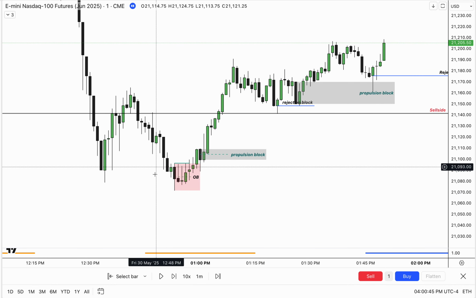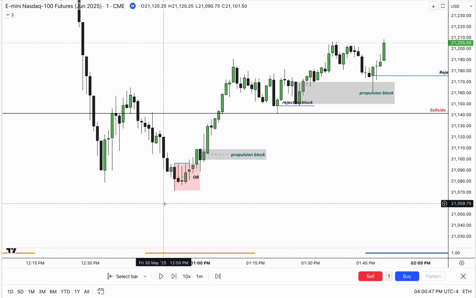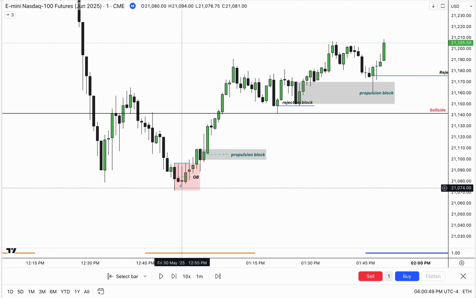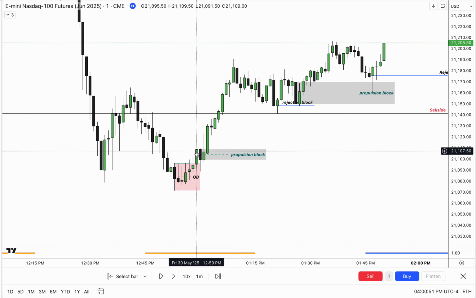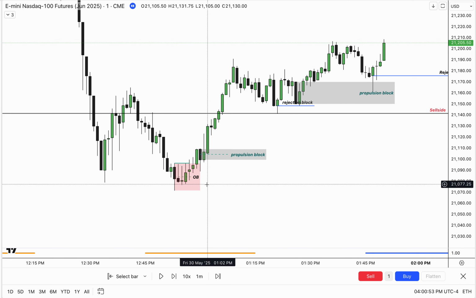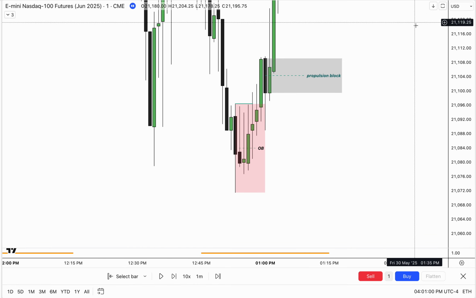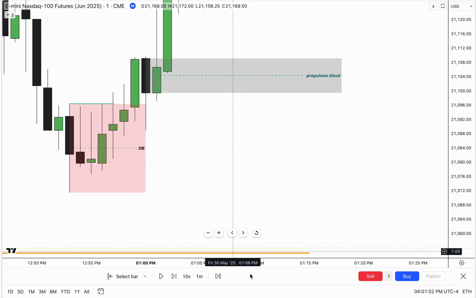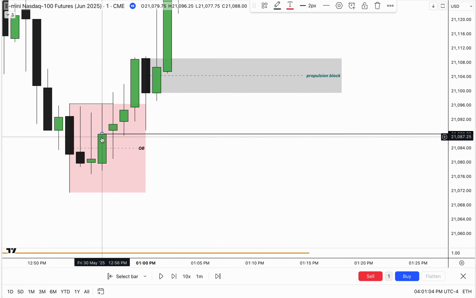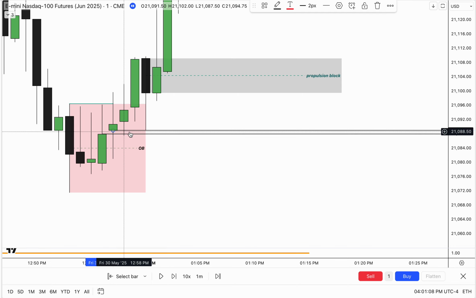But what can help validate the trade and see price go from bearish to bullish are order blocks, propulsion blocks, rejection blocks, volume imbalances as well. Like right here, volume imbalances. Okay, 1, 2, that's a volume imbalance. We come down, we respect it.